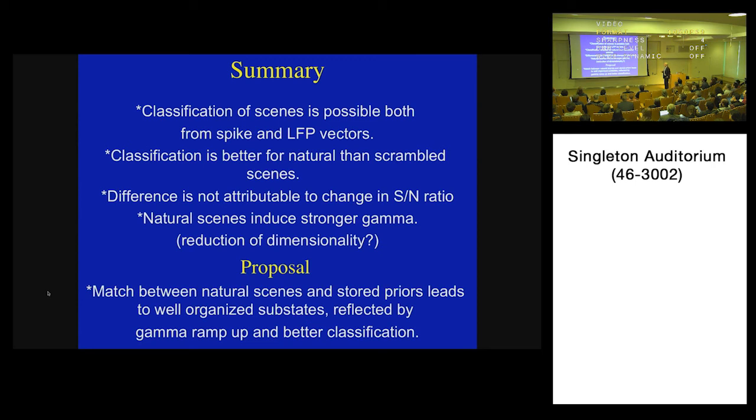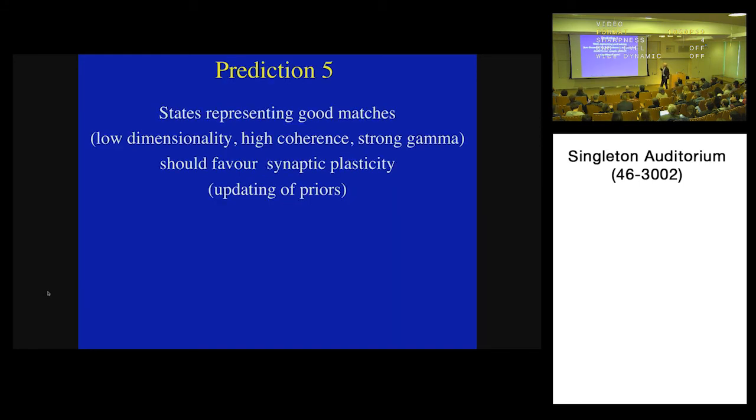So the proposal is that the match between natural scenes and stored priors leads to well-organized substates that are reflected by a gamma ramp-up, and that is associated with better classification. Now there's a last prediction, at least one for which we have evidence. There are many more which need to be worked out. And this is that states representing good matches, so low dimensionality, high coherence, probably strong gamma, should also be favorable conditions for induction of synaptic plasticity. And they should lead to an automatic updating of priors.